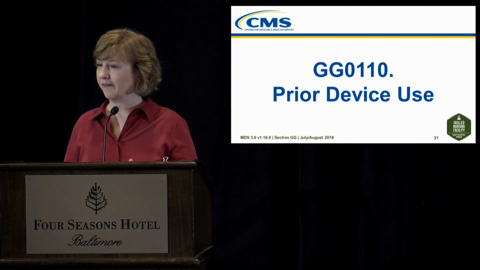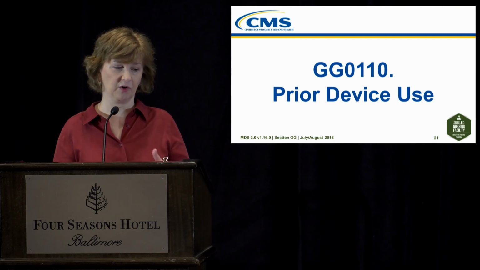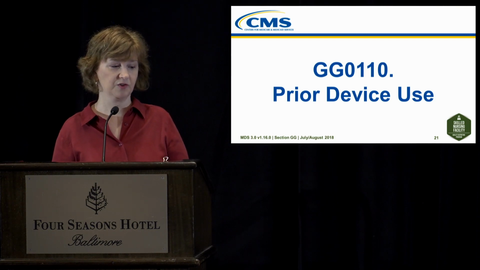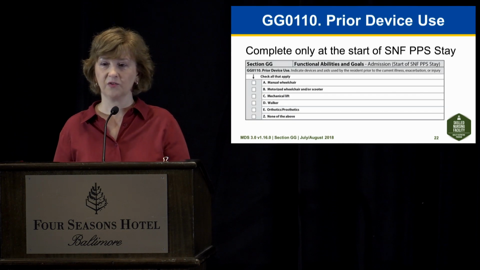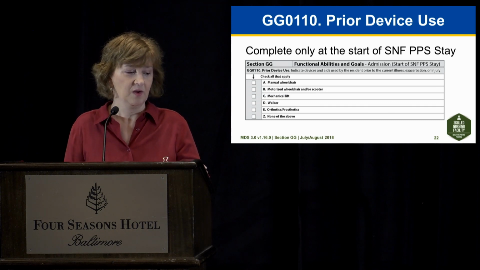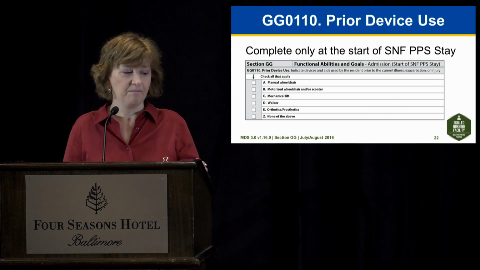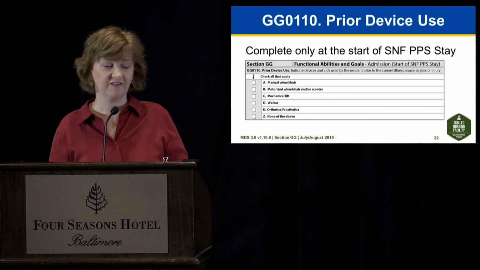So also in the area of prior functioning, when you're asking about how independent the resident was prior to the current illness, exacerbation, or injury, we're also interested in any device use prior to the current illness, exacerbation, or injury. So there's a limited list here of mobility devices, and those items, as you can see on the screen, relate to a manual wheelchair, a motorized wheelchair and/or scooter, mechanical lift, a walker, perhaps the person used orthotics or prostheses, and then of course there's none of the above if none of those apply.